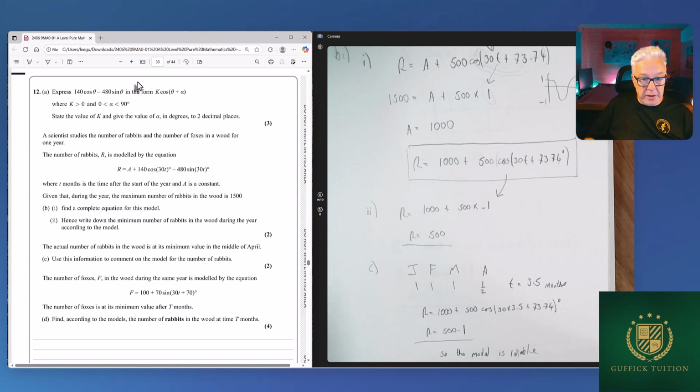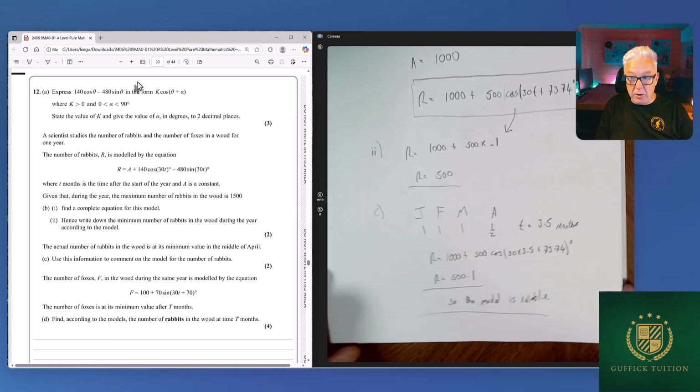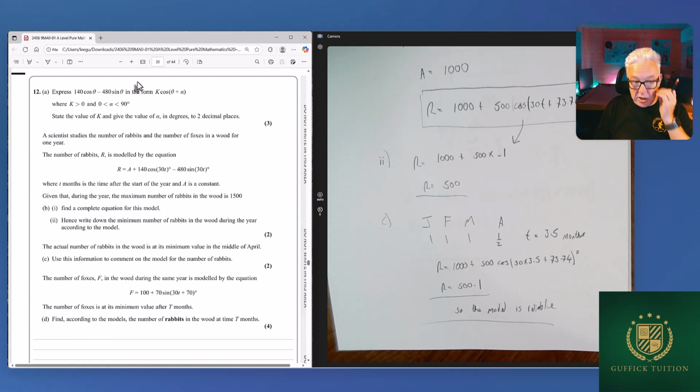Okay, now, the next bit. This question's been quite kind so far compared to how this question can be. This question can be very, very tricky. It can sometimes be one of the hardest questions on the paper, depending on what they do with it, but this one's quite a nice version. It says the actual number of rabbits in the wood is at its minimum value in the middle of April. Use this information to comment on the model for the number of rabbits.